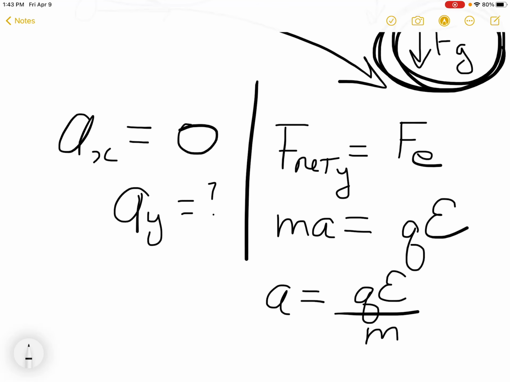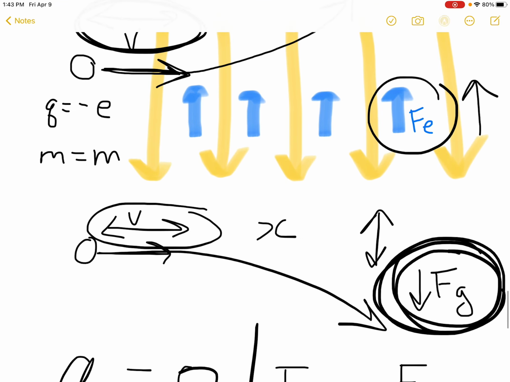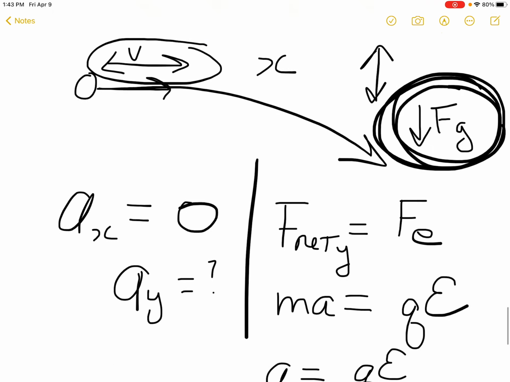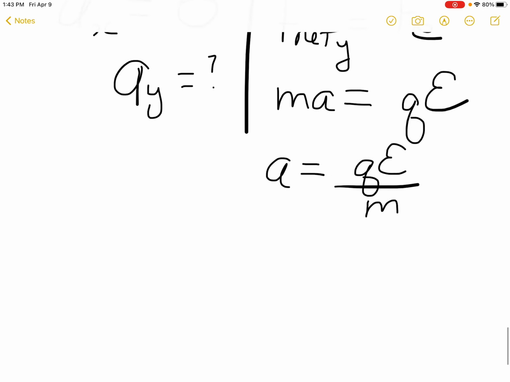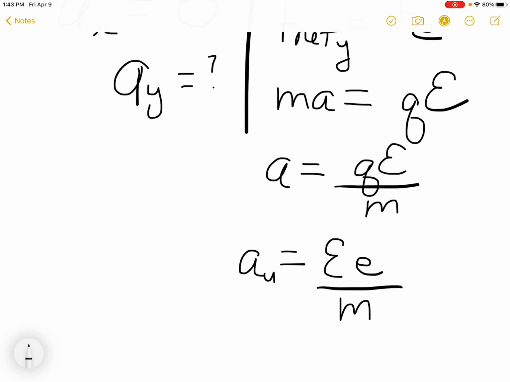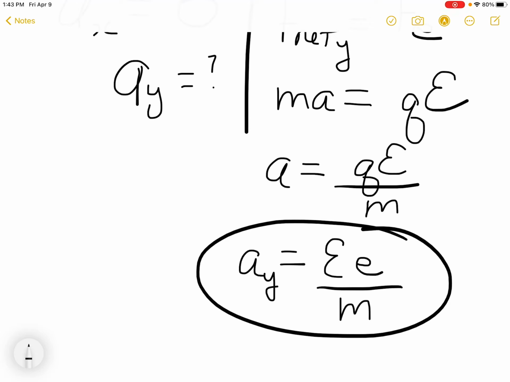But remember what the charge was? The charge, Q, was negative e, so it's e for its magnitude. And so if you just replace that with a little e, you get a equals a big E times a little e, just flip them around, over m. That's the ay. And that's how they got their answer for the second part of that. ay equals electric field times charge over mass.